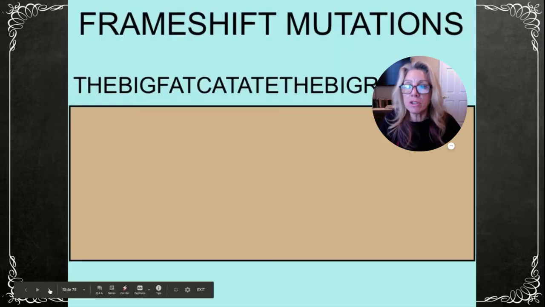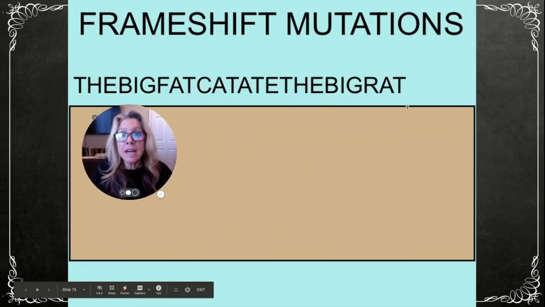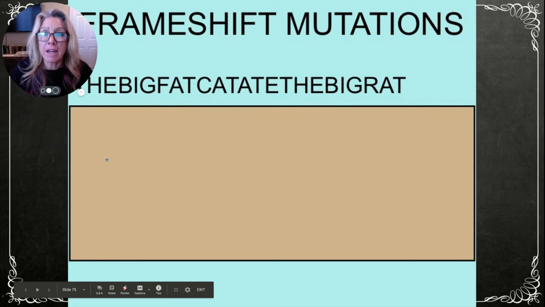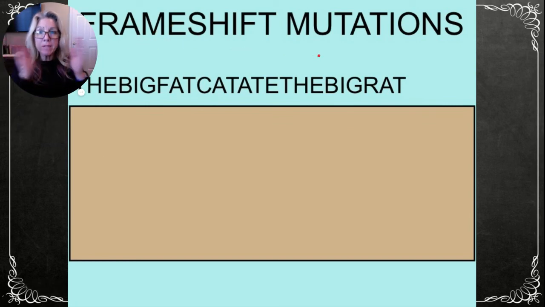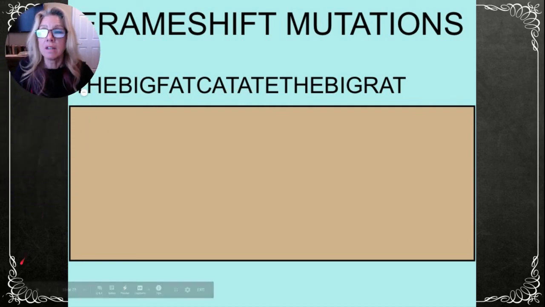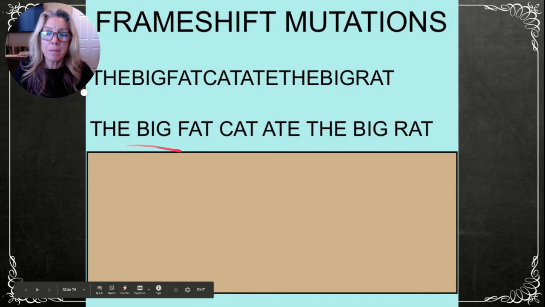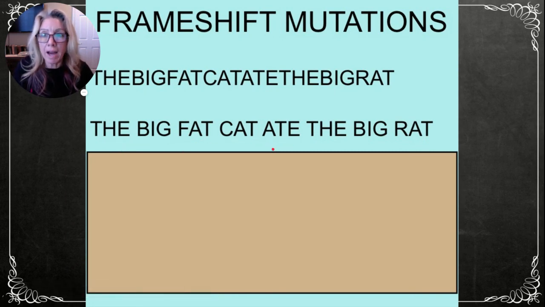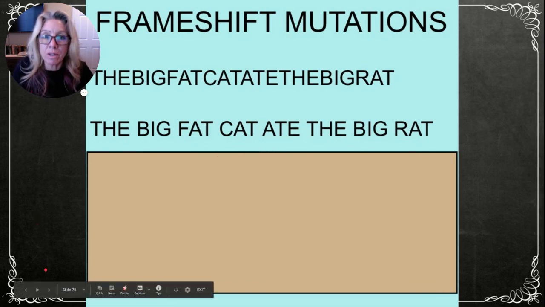Okay, what kind of mutations can you have? This mutation is really bad. This is called a frameshift mutation, and let me explain it this way. We don't have the genetic code memorized, you and I, right? So I'm going to pretend that instead of 3-letter codons, I give you 3-letter words that you can easily see. I separated them out for you like codons. The big fat cat ate the big rat. We can understand that, and it makes sense to us.